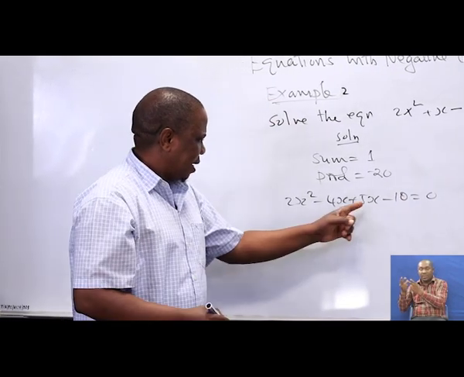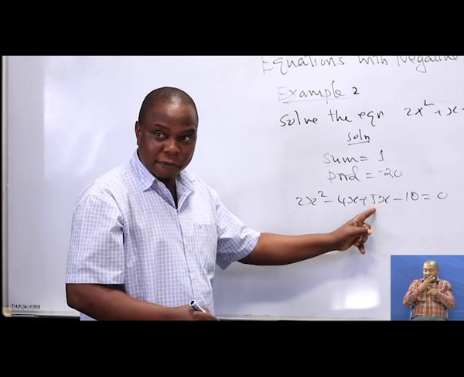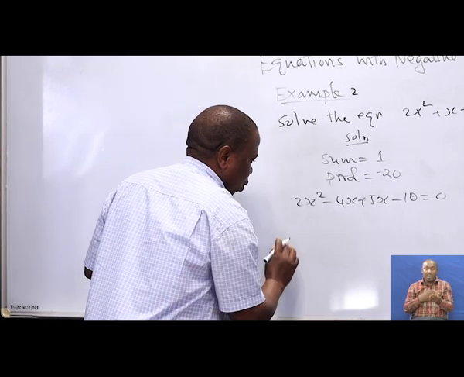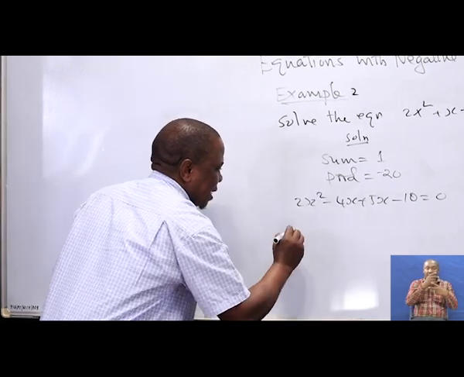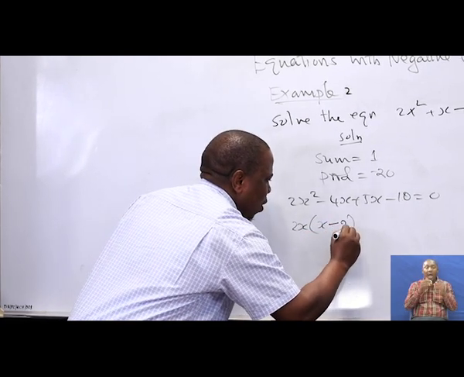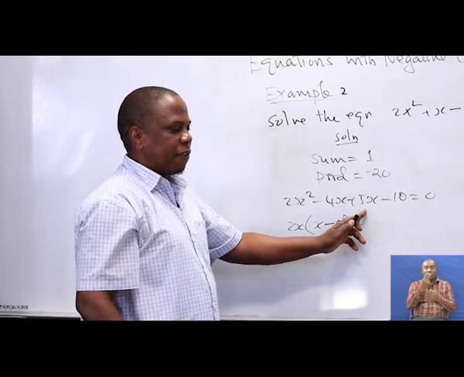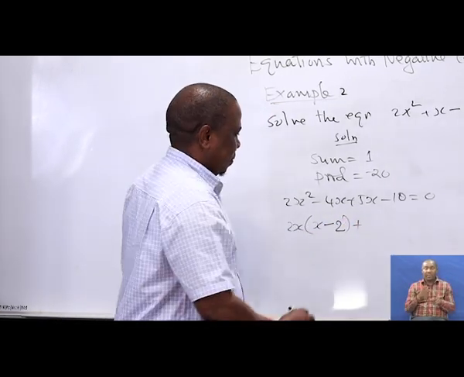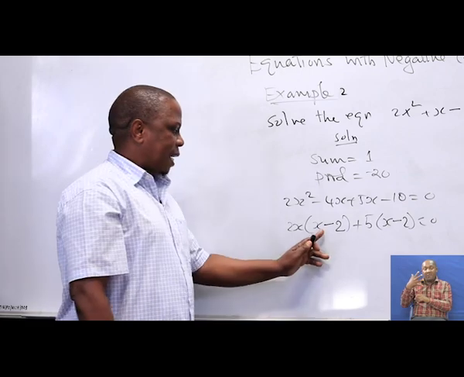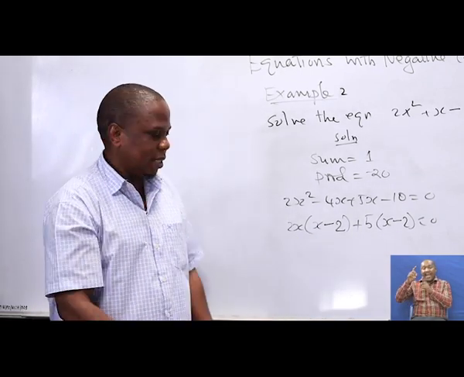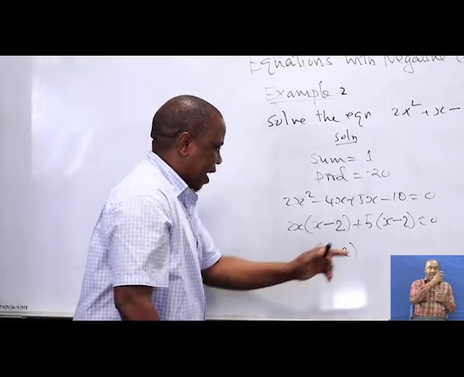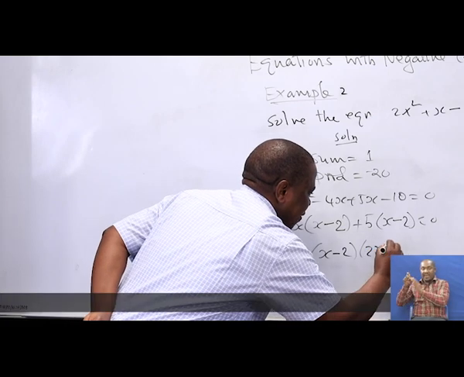Now, their position doesn't matter. You can even start with 5x followed by minus 4x, or as I have written it here. Upon grouping them, 2x squared and 4x, their common factor is 2x. Take 2x out. You remain with x minus 2, plus, common between 5x and 10 is 5. Take 5 out. You will have again x minus 2. x minus 2 is common. It can be written as 1 factor. 2x plus 5 is our second factor. 2x plus 5 is equal to 0.